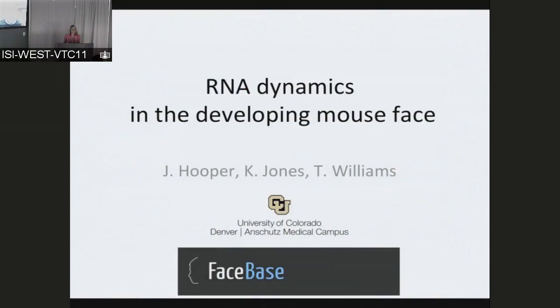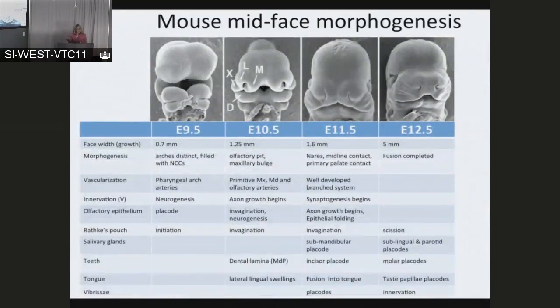So our project, which I think really follows very well on Yang's project, is to describe the RNA dynamics that's underneath facial development. And this is a collaboration between myself and Ken Jones and Trevor Williams at University of Colorado, Denver Anschutz Medical Campus. So when we're talking about the developing face and its morphogenesis, we're primarily interested in the earlier events, 9.5 to 12.5. This is when the majority of the major morphogenesis that generates a recognizable face happens.